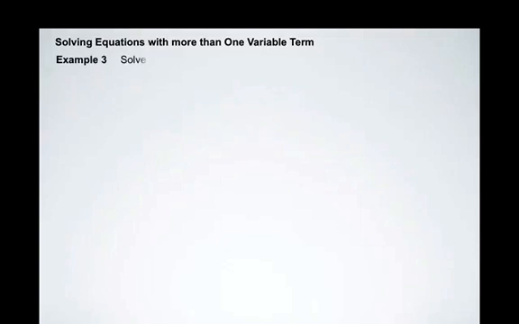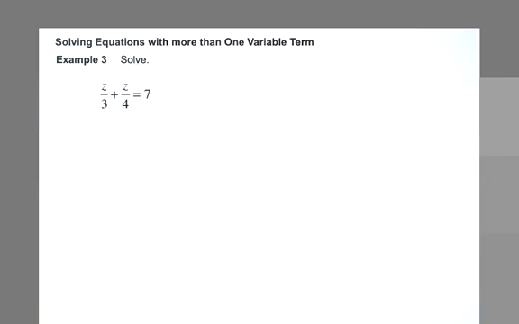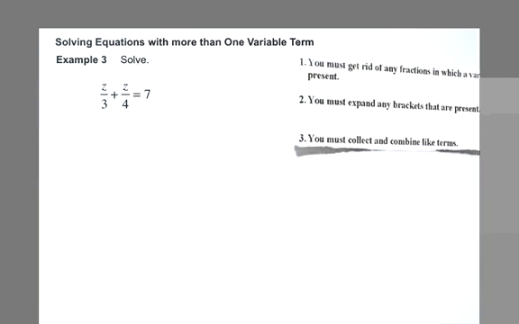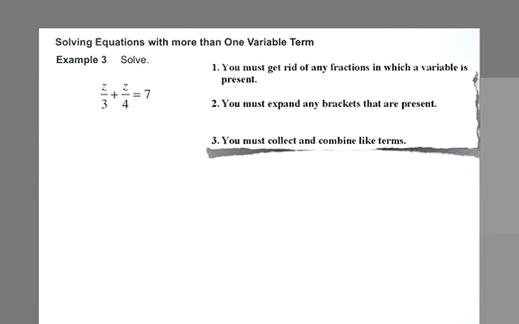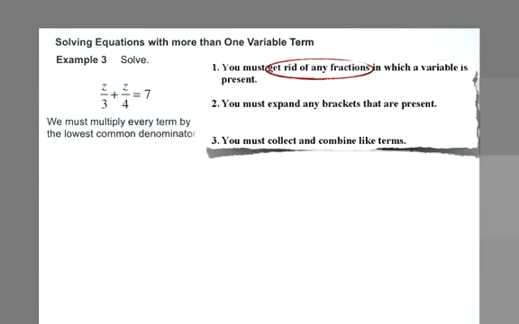Example 3. Z over 3 plus z over 4 equals 7. Step number 1 says we must get rid of any fractions. Well, we definitely have fractions in this case, so we're going to get rid of them. The easiest way to do that is to multiply every term by the lowest common denominator. And remember, the lowest common denominator is a number that both 3 and 4 divide evenly into. So in this case, it's going to be 12.